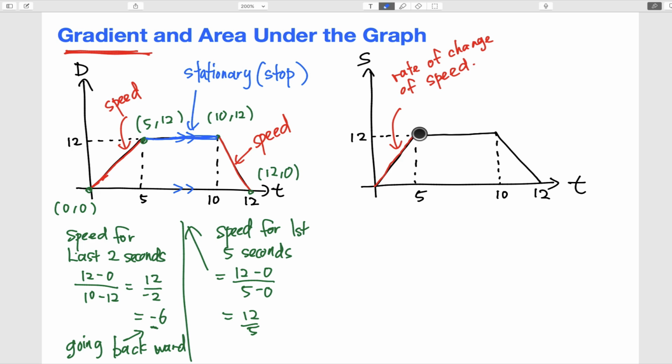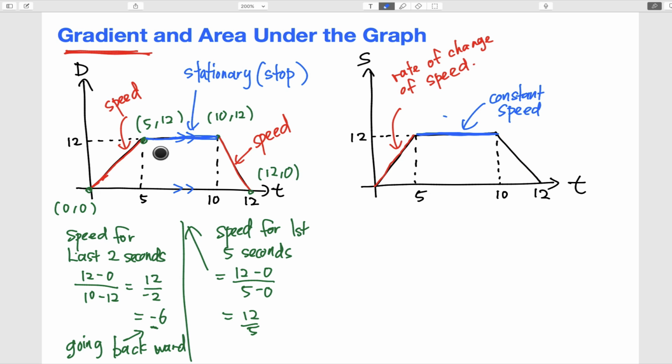But the constant for the speed time graph is not stationary. The constant for the speed time graph means constant speed. It means the car, or the particle, doesn't increase or decrease the speed. Maybe the car keeps 12 meters per second for 5 seconds, which means it keeps a constant speed. It continues driving at 12 until 10 to 12, then it decreases the speed to 0.